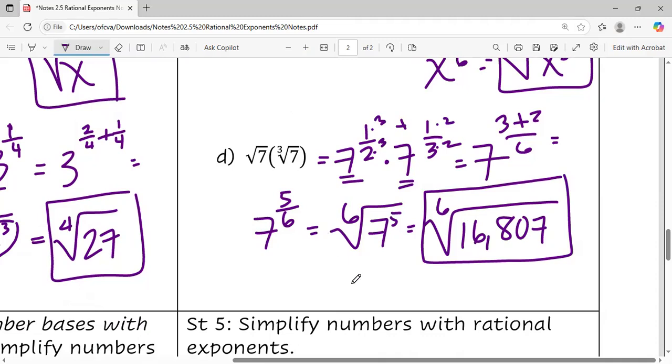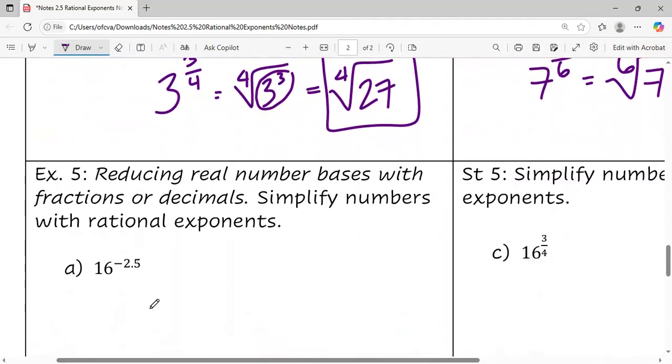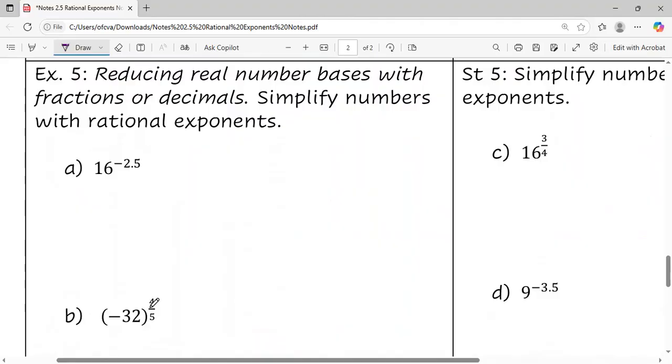There we go. So if 16,807 is not a perfect 6th root, you leave it alone. All right, so let's talk about reducing bases when you're just working with real numbers.